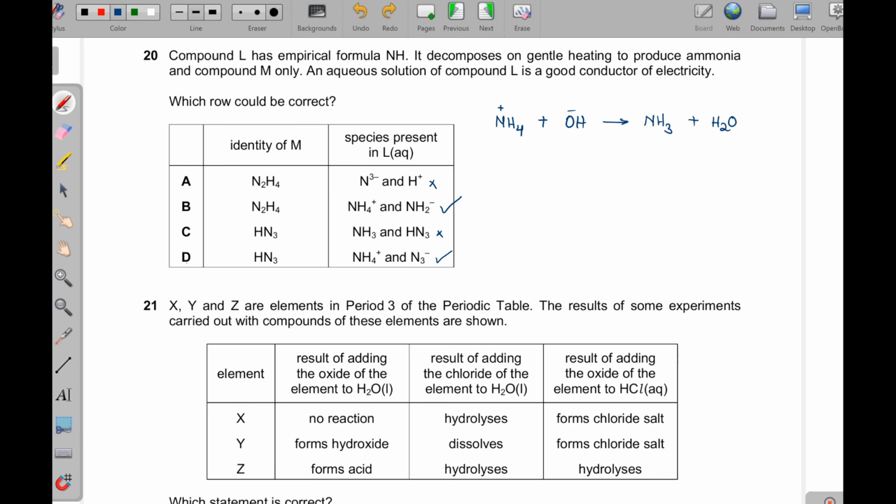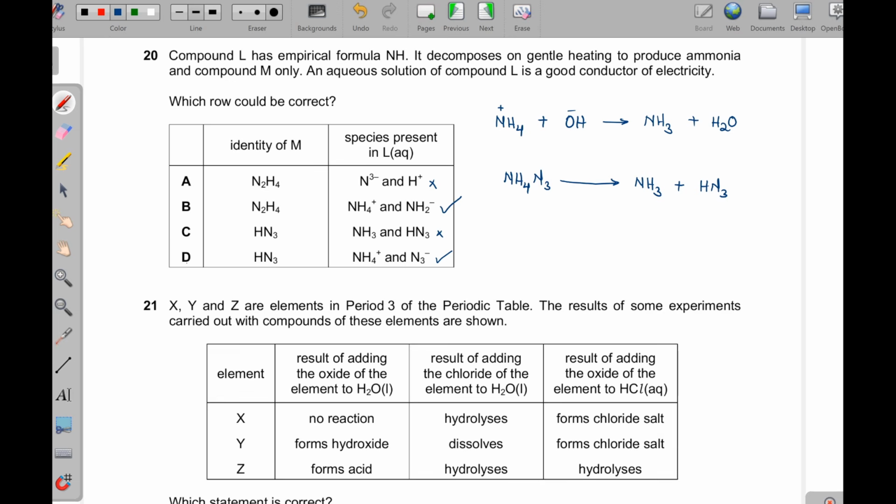So suppose I get NH4, then N3. On gentle heating, it decomposes to produce ammonia. So this is just heating it. Here I was saying when you warm it with an alkali, that is when you get the ammonia. Now here we are going to get ammonia and compound M. So here we are seeing compound M, so suppose we write HN3.